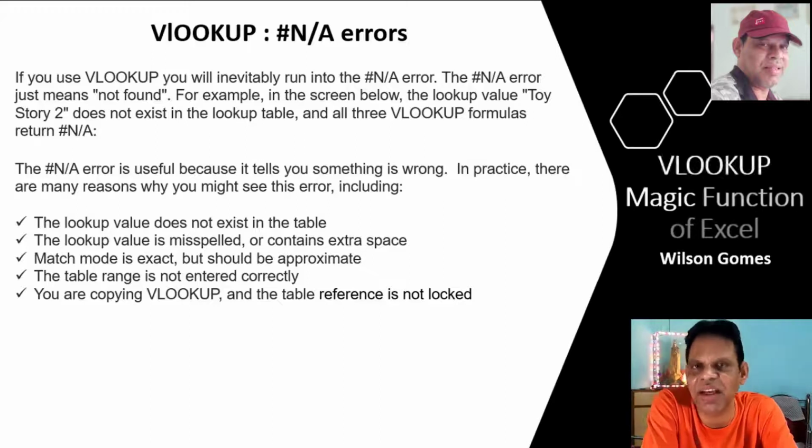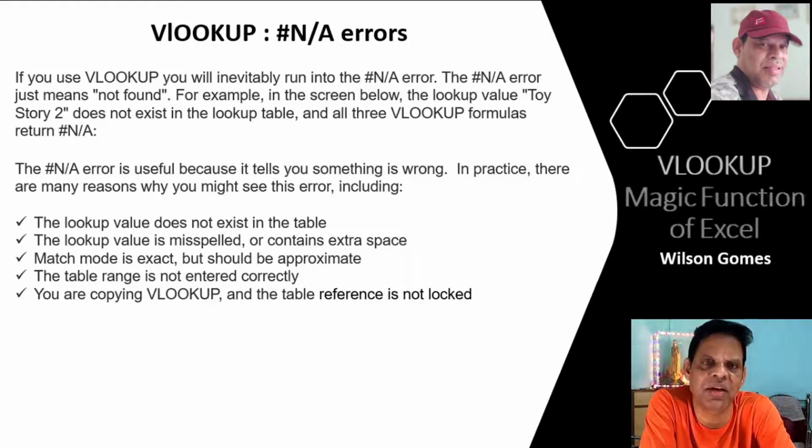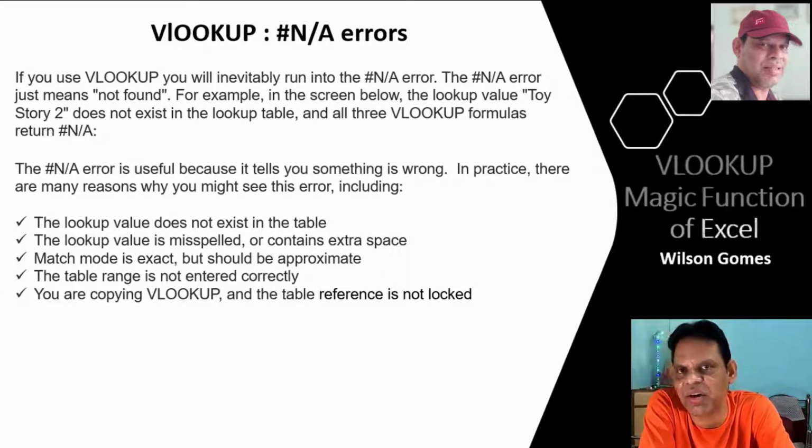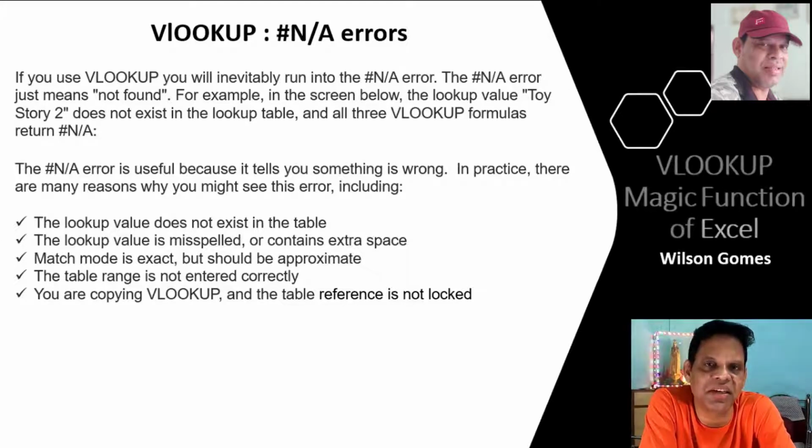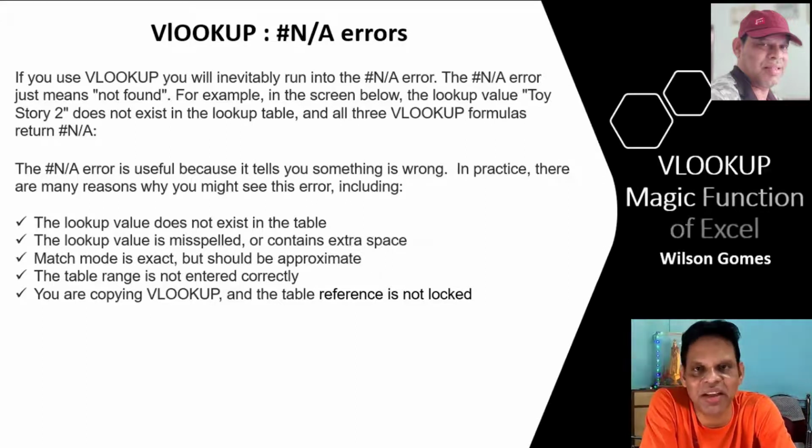Then, if the syntax is not correct, we get NA errors. Generally, NA errors appear in 5 cases. One is the lookup value does not exist in the table. The thing you are looking for is not there in the master data, so in that case it will give you an NA error. Secondly, the lookup value is misspelled or contains an extra space. If the spelling is not correct or there is an additional space in that value, then you may not get the correct answer and you will get an NA error.